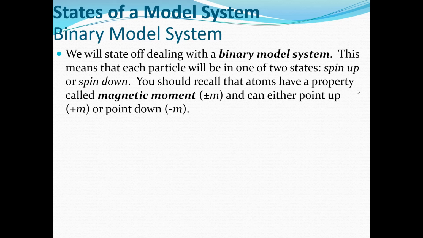Now, because particles and atoms do have a magnetic moment represented by a little m, what we're going to say is that essentially the magnetic moment for each particle or each atom can be plus m or minus m because it could either spin up or it could spin down.